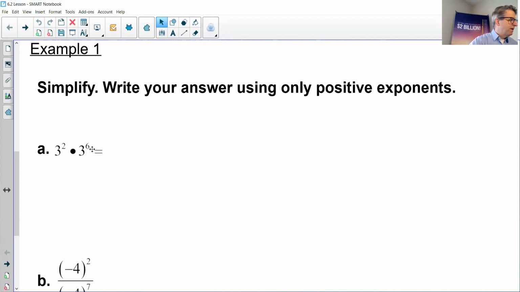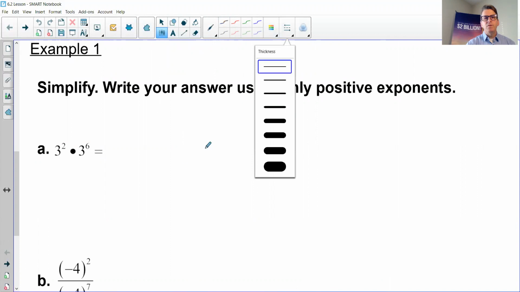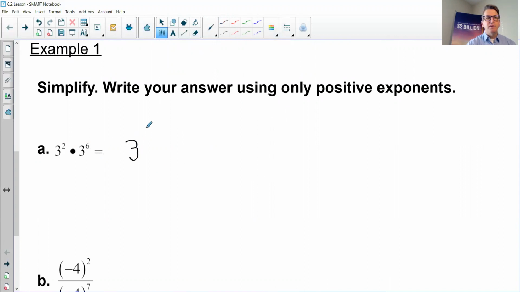Okay, so you have the same base. So what you're going to be doing is adding the exponents. The same base of 3, so you're going to add 3 to the 2 plus 6. And that's equal to 3 to the 8th.